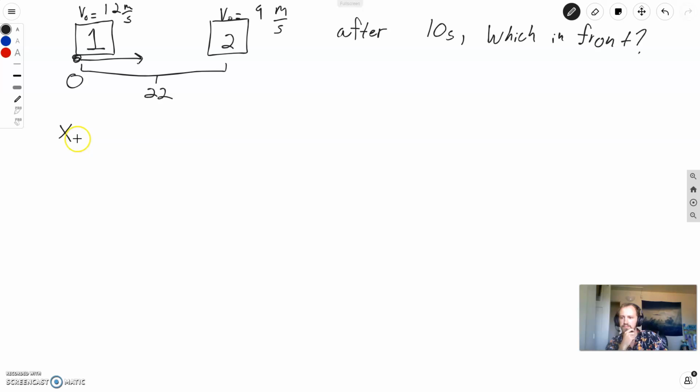So x1 as a function of time. Well, the general equation for an object moving with velocity and zero acceleration is just going to be x naught plus v naught t. It's just the general equation, not using any numbers yet. So for particle 1, it starts at x equals 0, and it's moving to the right with a positive velocity of 12 meters per second, and then I still have a t left over. So this is 12t.